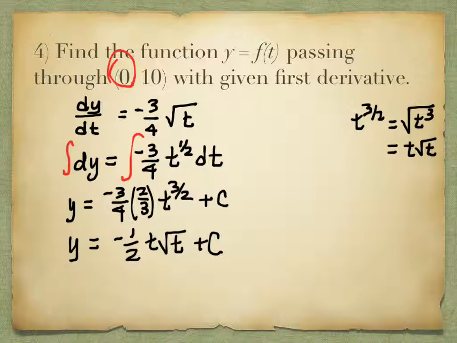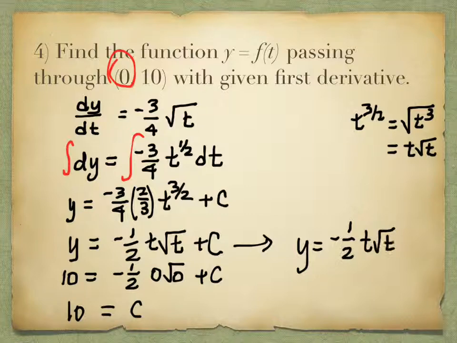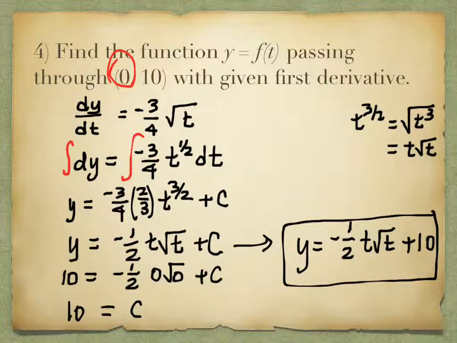So now what am I going to do? Right. So y is 10, right? And t, as we said just a minute ago, is 0. So what's c? It's 10. So my solution to my differential equation is y equals negative 1/2 t square root t plus 10. And that is the particular solution for my general equation.